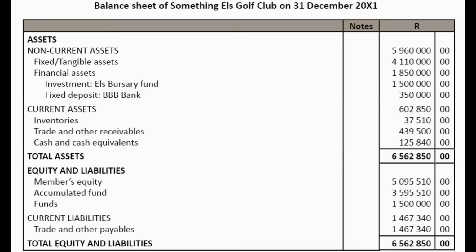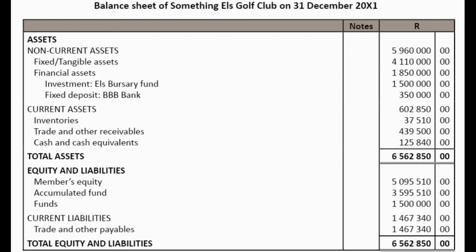Okay, then we get to the current assets. Inventories was 37,510. Trade and other receivables 439,500, and cash equivalents 125,840. If you add those three amounts, you get 602,850. All right, that was the current assets. Add current assets to non-current assets, and you get the total assets of 6,562,850.